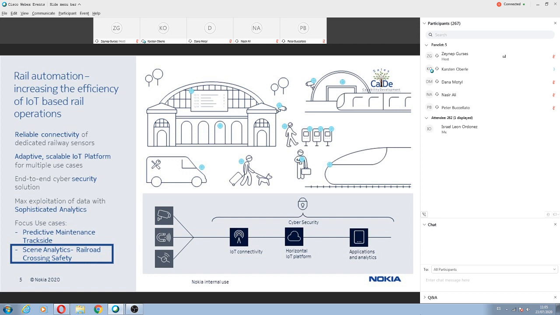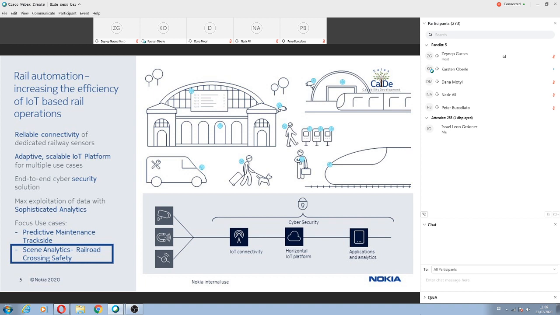And as you see on the left side, we are in railway. We are mainly focusing on two areas of use cases which we drive to the customer. The one is about predictive maintenance, trackside. So that's the case where we deploy sensors along the track, temperature sensors, or at the catenary line, collect the data and do analytics on top to predict potential errors and failures in the future.